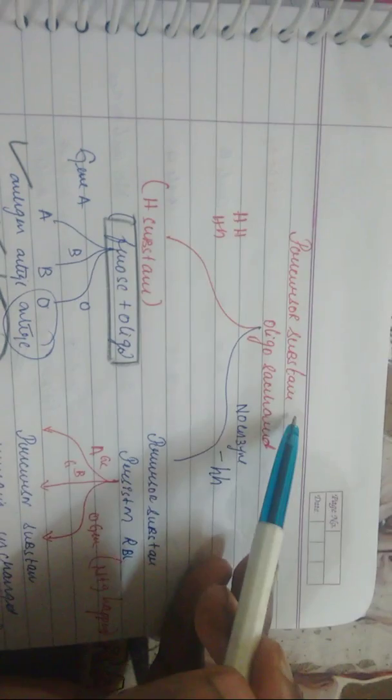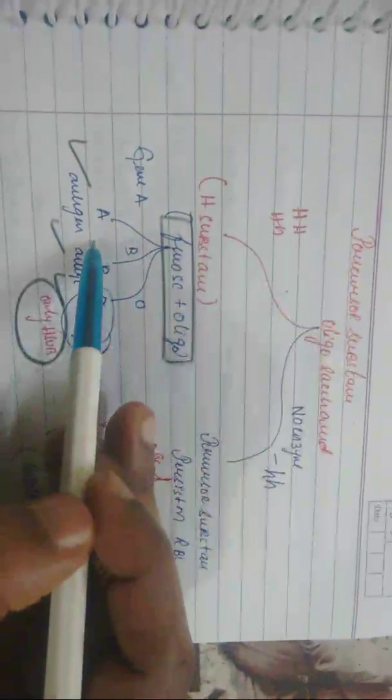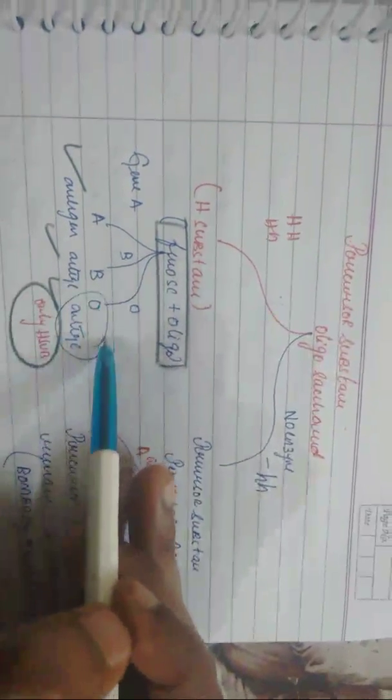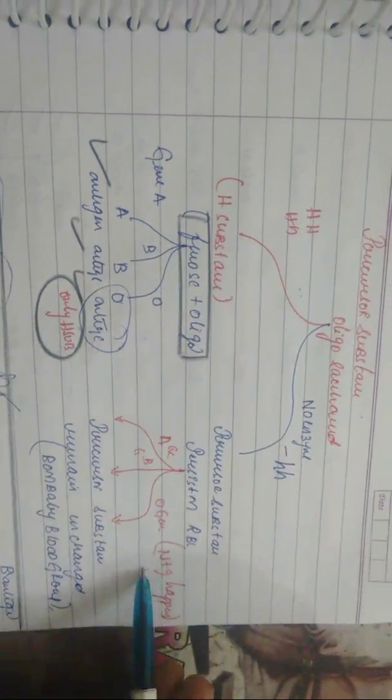Now let's see here, the precursor substance oligosaccharide. In 99.9% there is formation of H substance, so there is formation of A antigen, B antigen, O antigen. Then in the rest, the precursor substance remains, and this is known as Bombay blood group. Nothing has happened here.